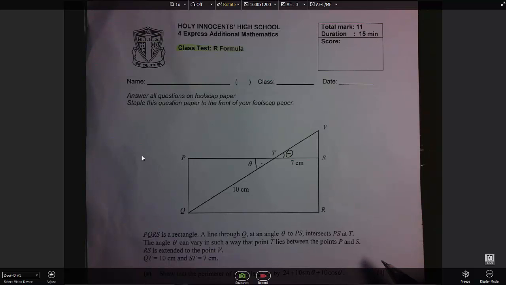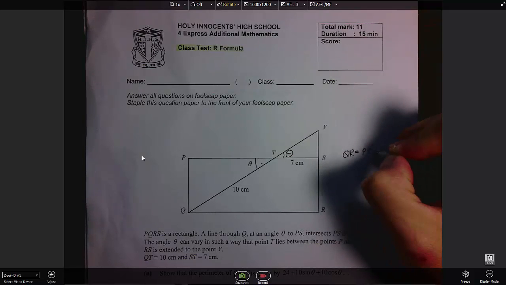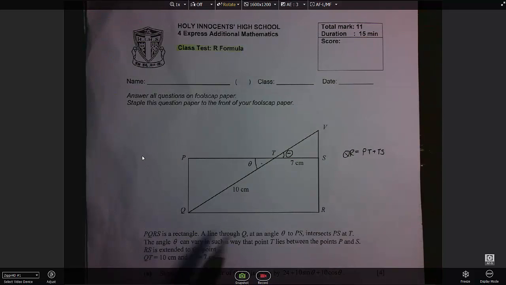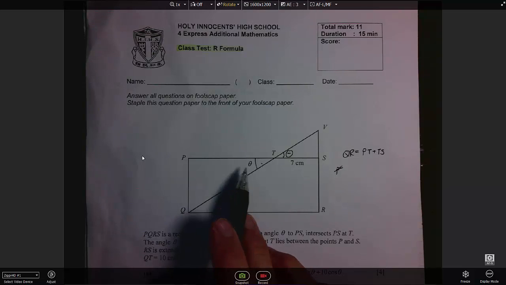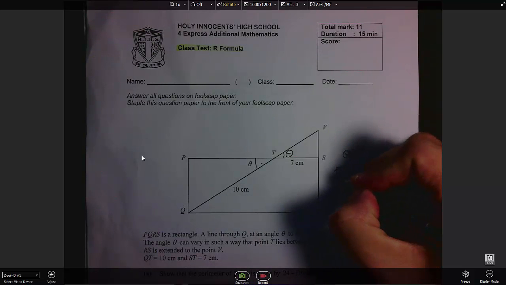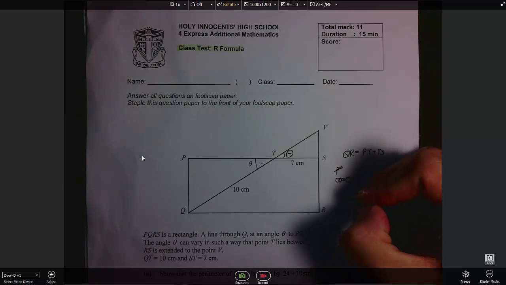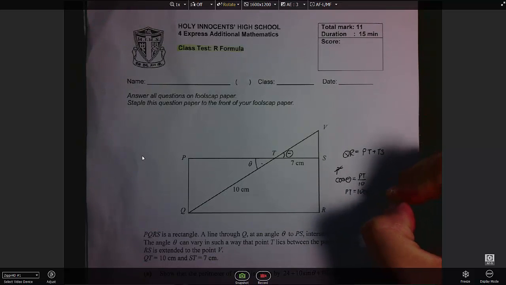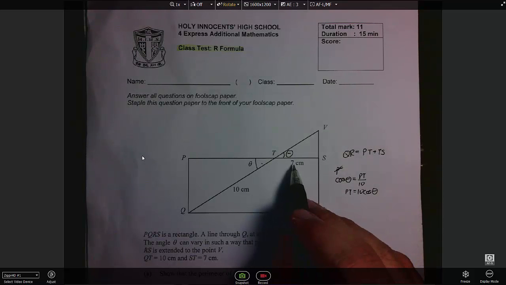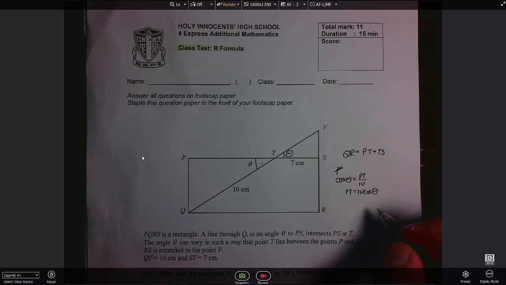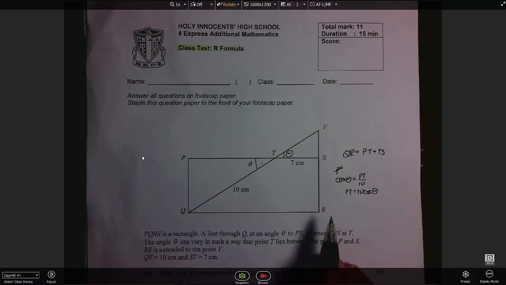First, we know that QR is equal to PT plus TS. So how do we get PT? Here, theta, adjacent and hypotenuse. So I say that cosine theta is equal to adjacent over hypotenuse. PT equals 10 cosine theta. Similarly, TS is 7, so that is QR. We're done with QR.